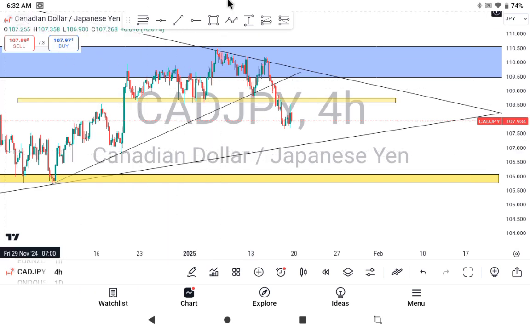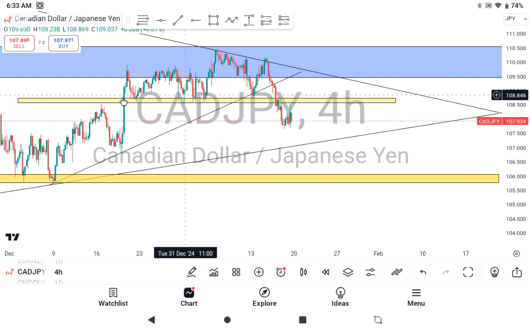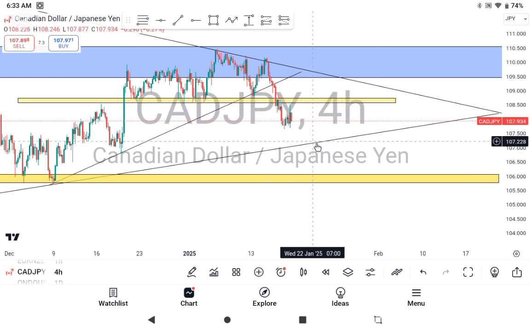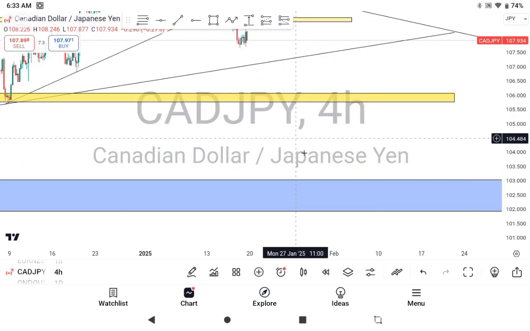Now this was the breakout on the daily time frame, and on the forward time frame we expect a pullback right here. Let this yellow bar right there, this minor level of support that was acting as support before, turn resistance to push price down to this trend line right here. Our next level target for CAD JPY is this key level of support right here.